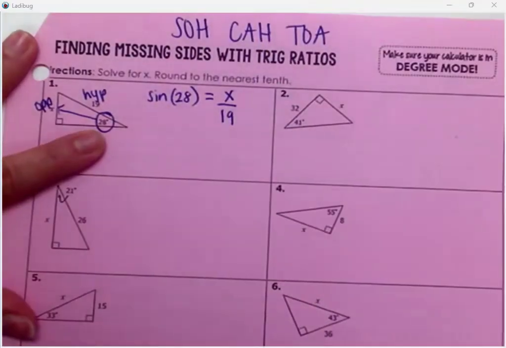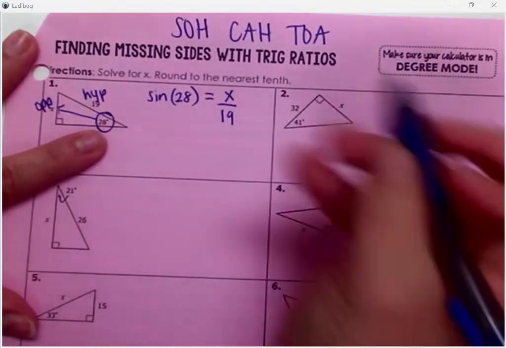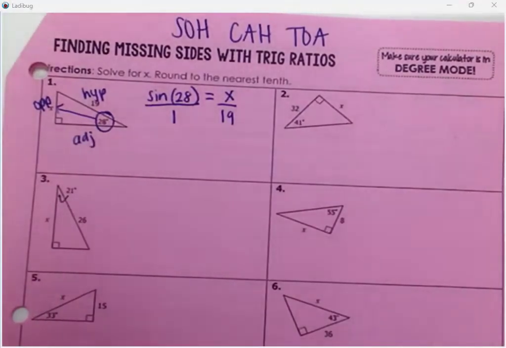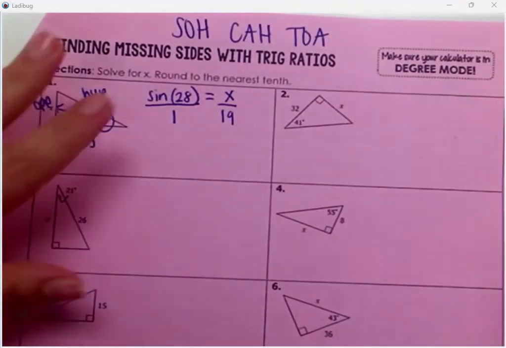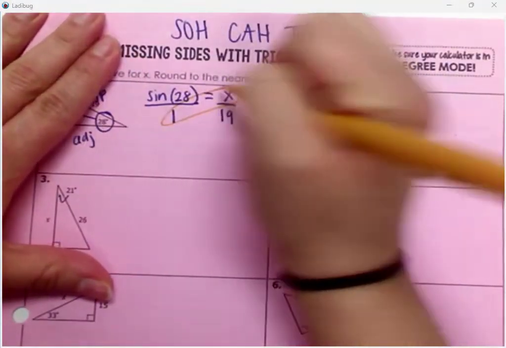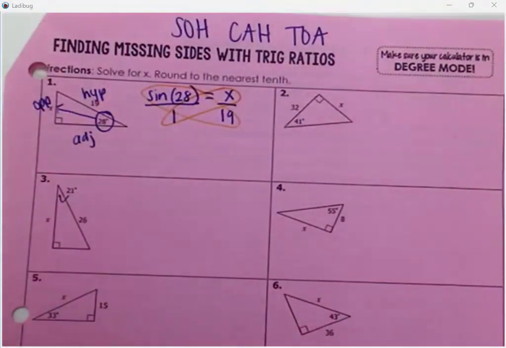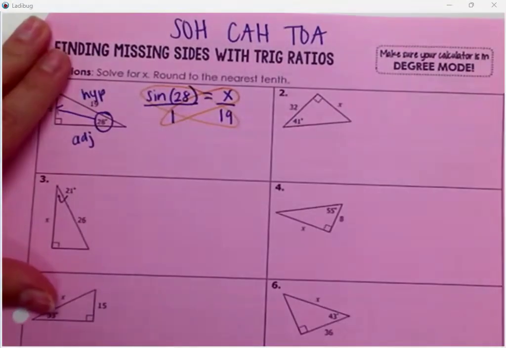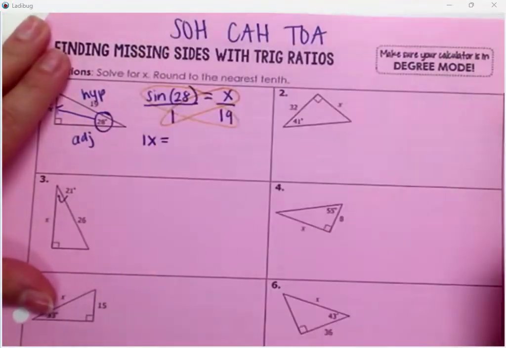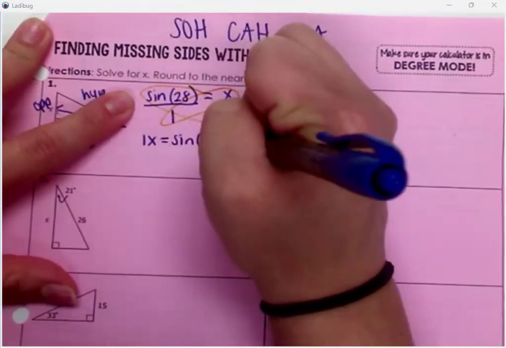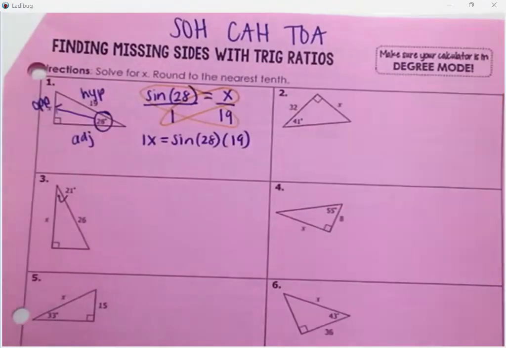Okay, now, if I were to say, how do you write 3 as a fraction? What would you say? 3 over 1. So what you're going to do on this side is put this over 1. And so how do I solve for x now? Cross multiply. So we're going to take these two and multiply, and then we're going to take those two and multiply. What is 1 times x? X or 1x, either one of those is acceptable. And then in this case, you're going to have sine of 28 times 19.